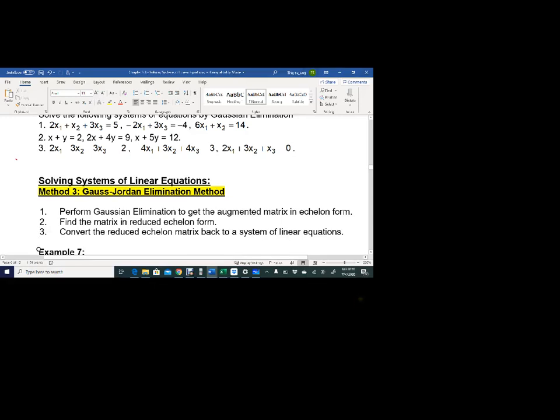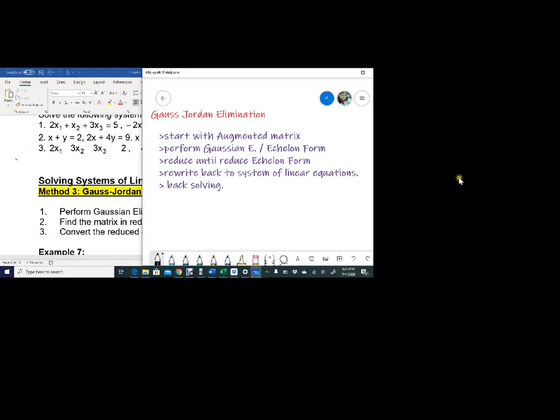Okay, so now we will discuss what the Gauss Jordan elimination method is. To perform Gauss Jordan, first of all, you need to start with the augmented matrix. After that, you need to perform your Gaussian elimination or echelon form. After that, you may need to reduce it until reduced echelon form, then rewrite back the system of the linear equation. So back solving depends on whether it happened or not.